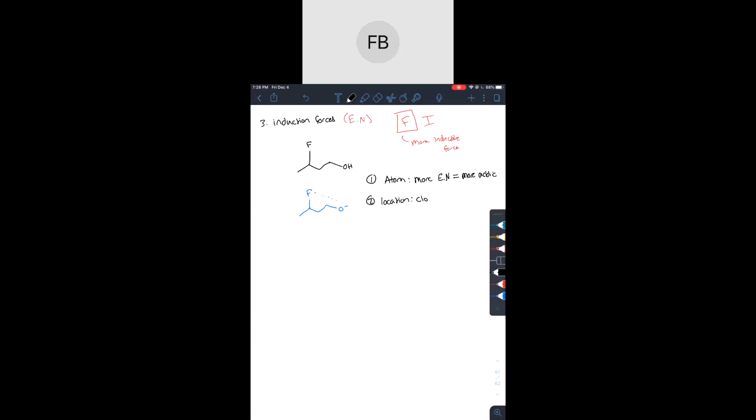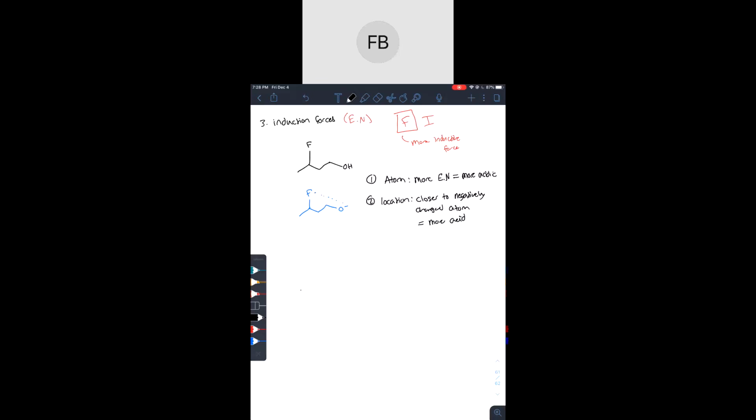So closer to the negatively charged atom is equal to more acidic. What this means is that, as you can imagine, the fluorine loves to help out with the negative charge of the oxygen.